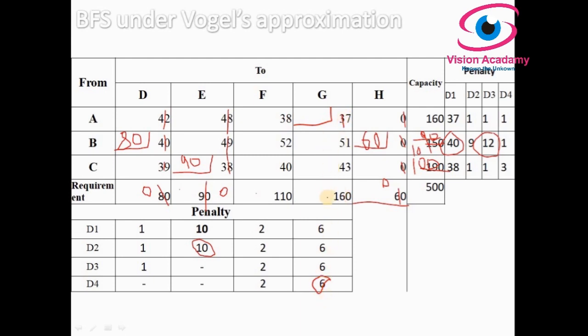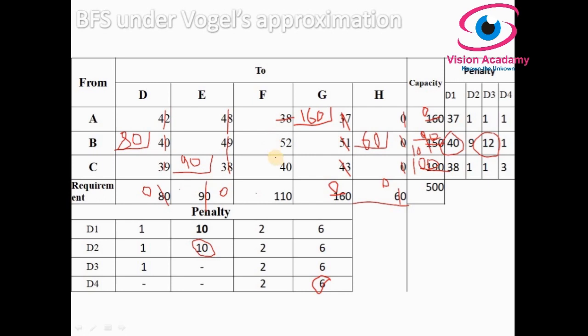Now compare requirement and capacity. The requirement and capacity are the same, so you can assign the whole thing, 160. So here the remainder is 0. When it is 0, you can strike out other cells, and here also the remainder is 0. When it is 0, you can strike out other cells. In this way you allocated values, and the last two cells are remaining in this cost sheet.